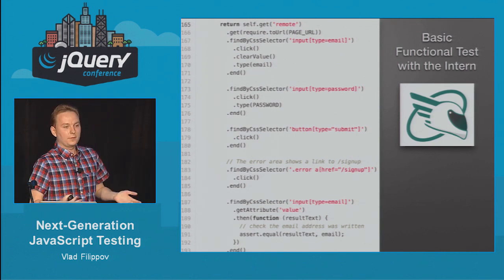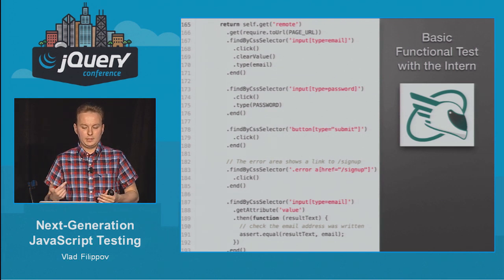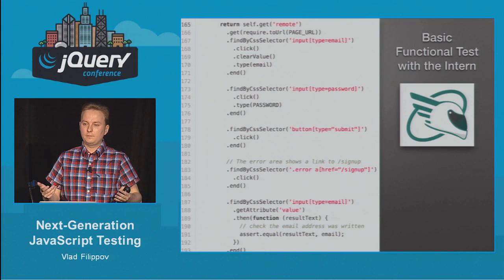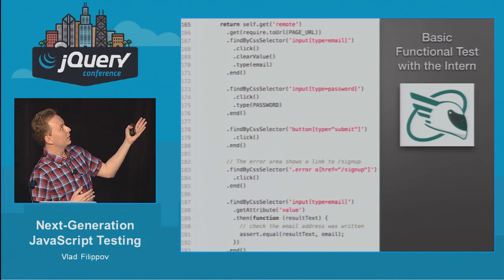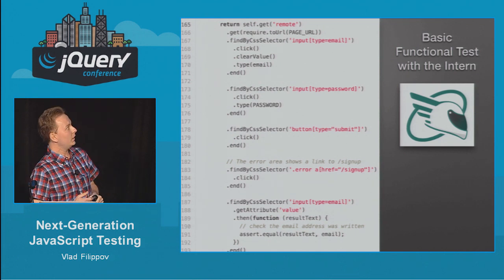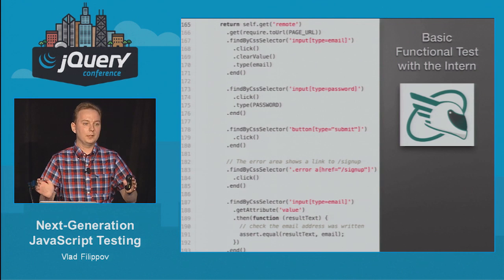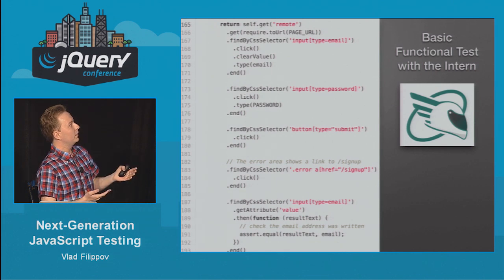Now we start looking for things on the page. We can say, find by CSS selector an input with type email. If you can find it, click on it, clear any previous value that you have there, and type in the email value. And then we call end, which lets us end working with this particular element, and we can continue writing our test. So we filled out the email.